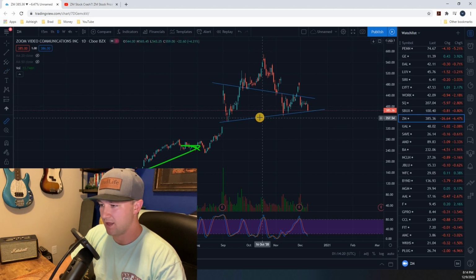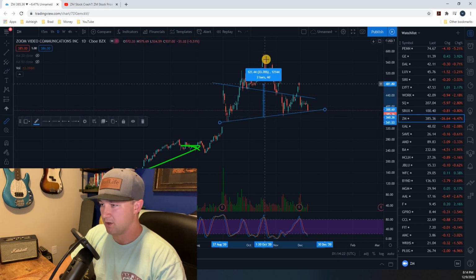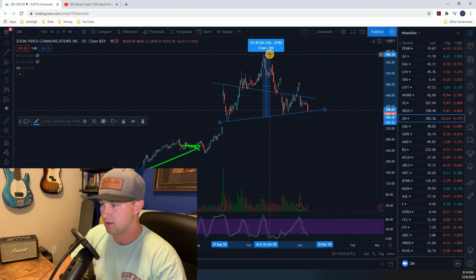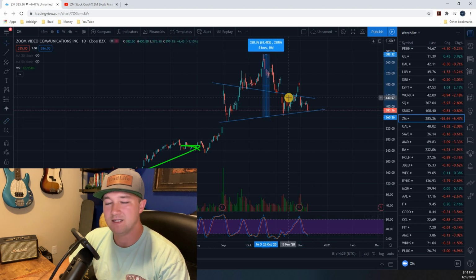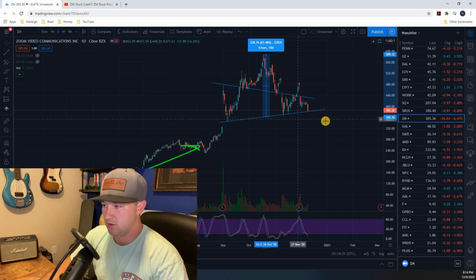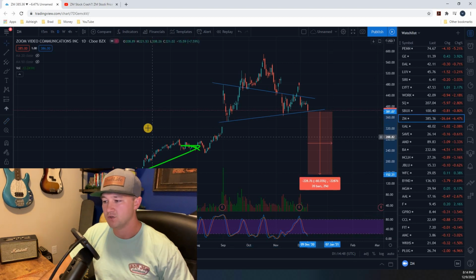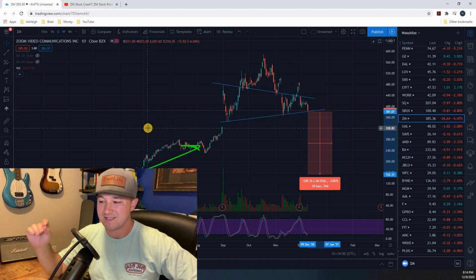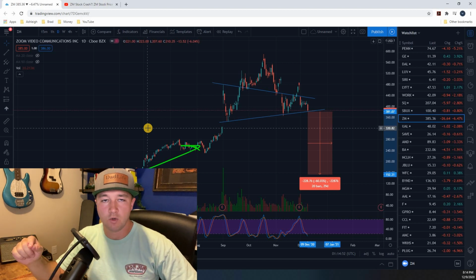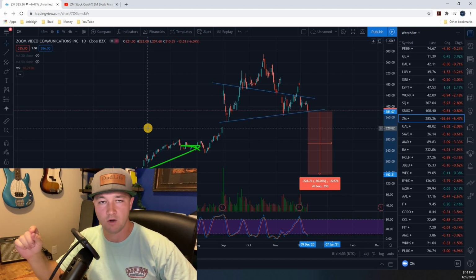So let's go ahead and get that measurement. We'll measure from our neckline all the way up to our head. We get $228. That is bonkers. You're basically saying this stock is going to drop $228 from this neckline right here. That's almost unbelievable, right? $228. Boom. There's your price target of $152. That is 60% lower on this chart than where we are right now.